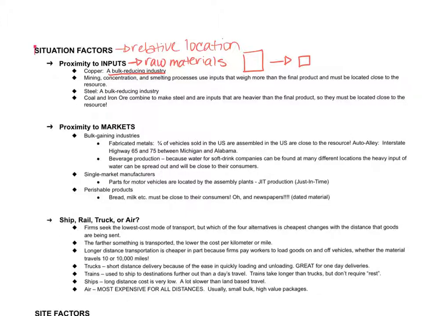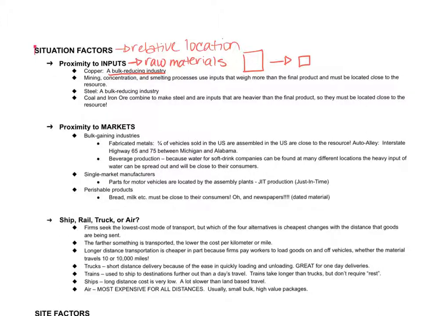Copper is a great example of that. I would know your examples. That's why I listed them on there. Copper is a great example of that. Steel is another great example. They locate close to their raw materials because they're bulk reducing. That way, when they're finished making what they're making, it comes out smaller, and they can be farther from the market. So that's proximity to inputs, bulk reducing.